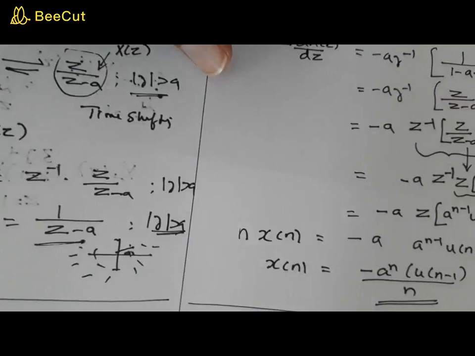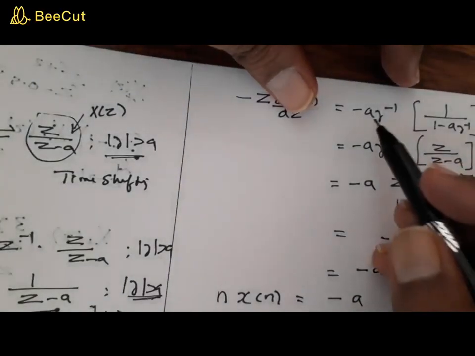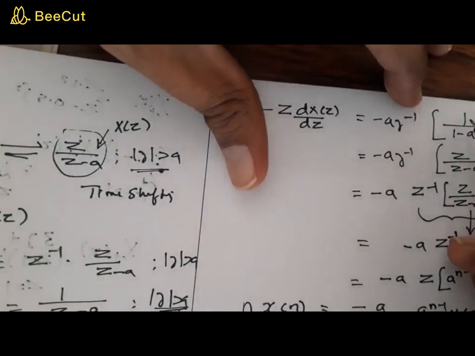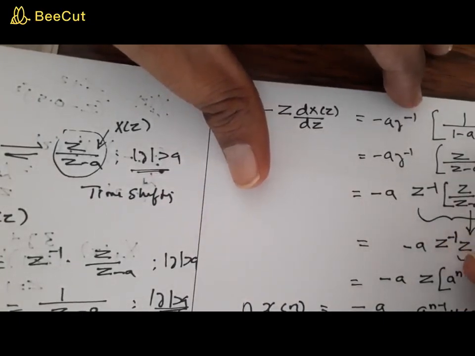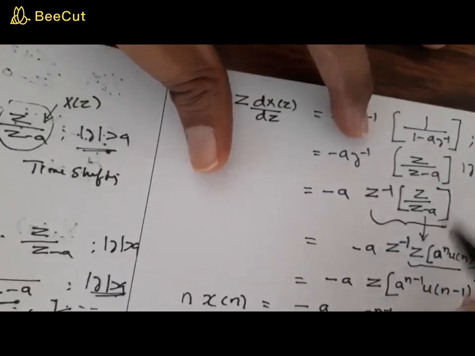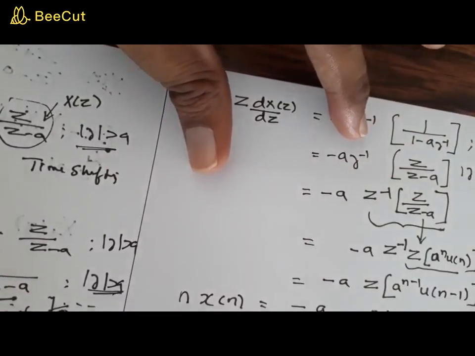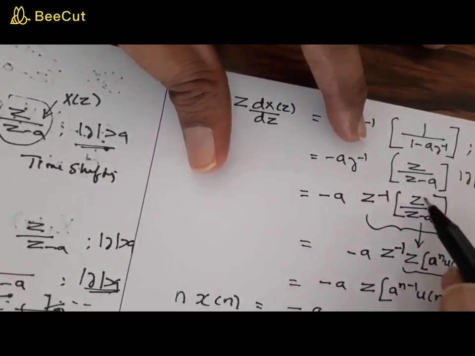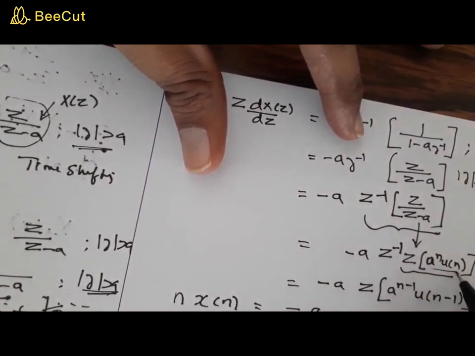So minus z, I have rewritten that again: a minus a z inverse, taking this outside, minus of 1 by 1 minus a. So this can be written as z by z minus a, mod z greater than a. So what is this? z by z minus a is the z transform of a raised to n into u of n.